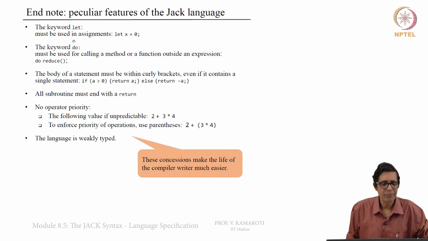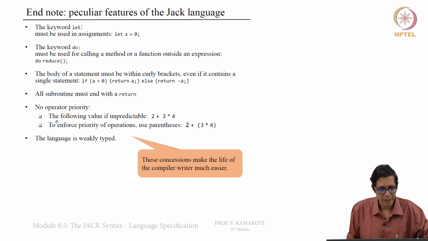So, the keyword let must be used in assignments, and the keyword do must be used for calling a method or a function outside an expression. Okay. The body of a statement must be within curly brackets even if it contains a single statement. In C, if you have a single statement, you can omit them. And all subroutines must end with a return.